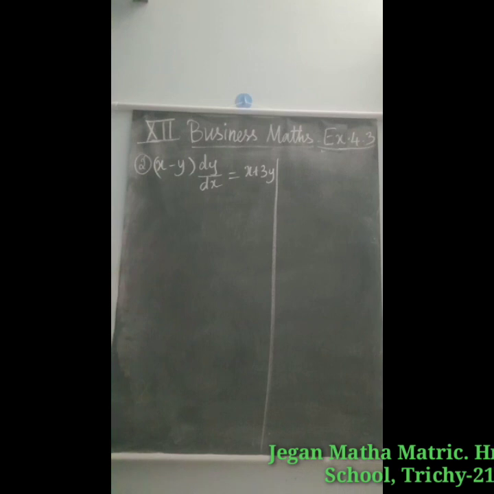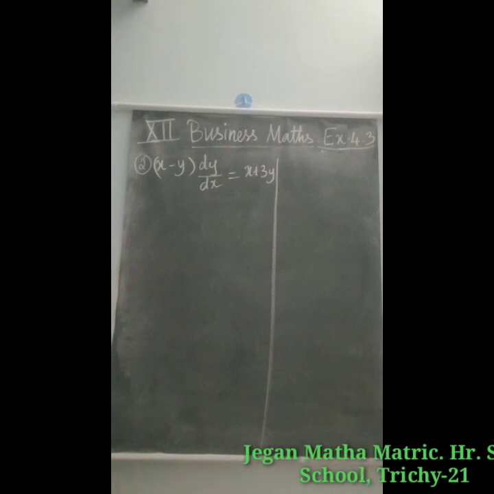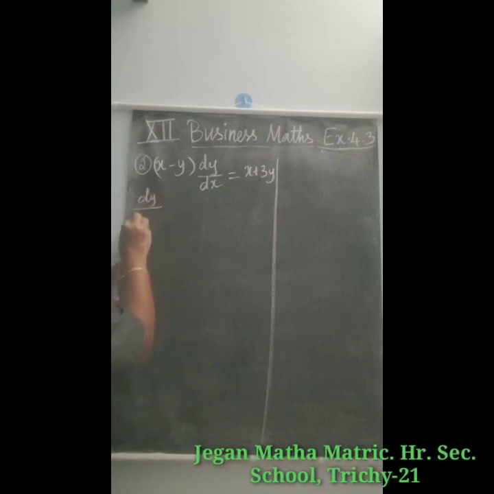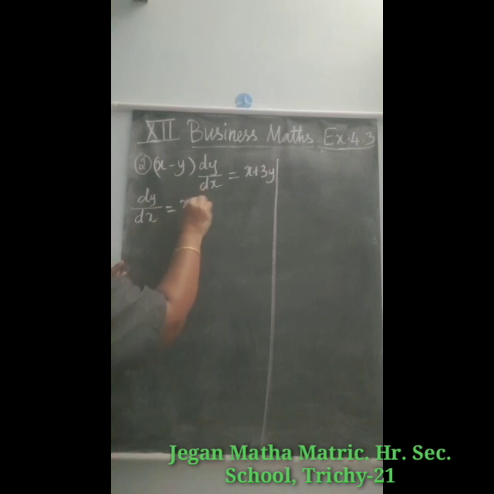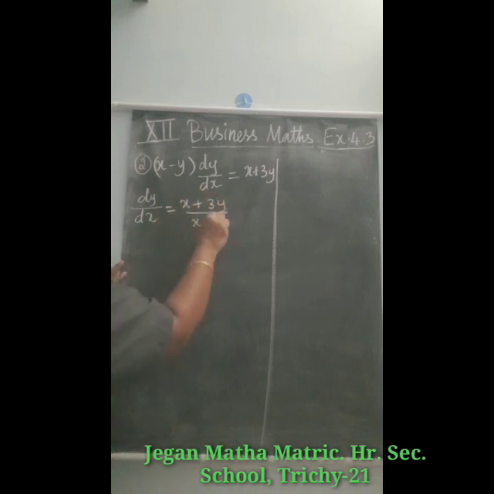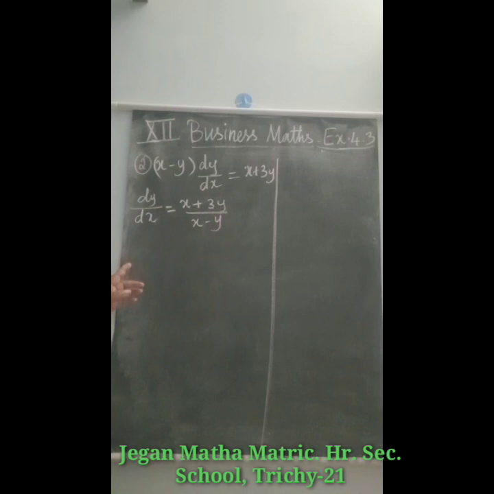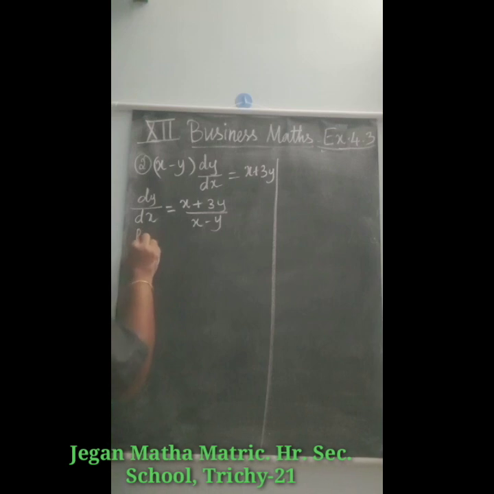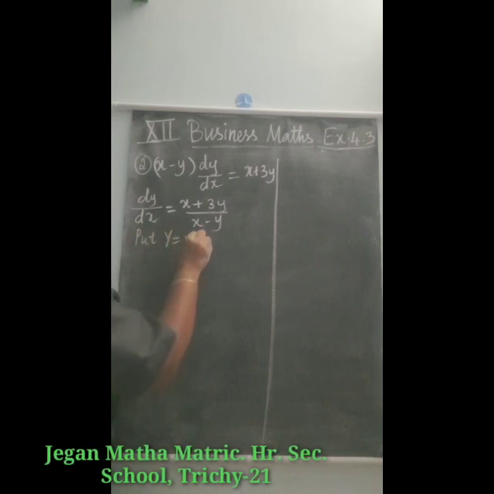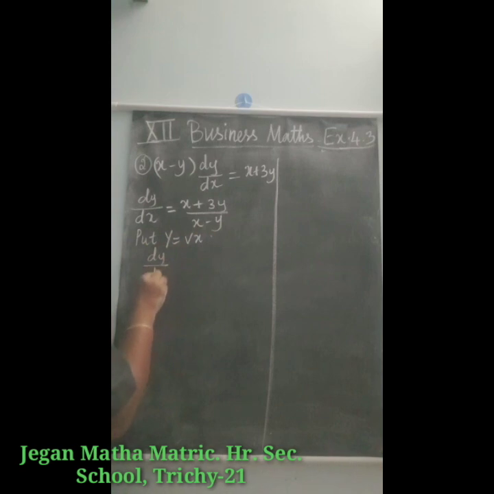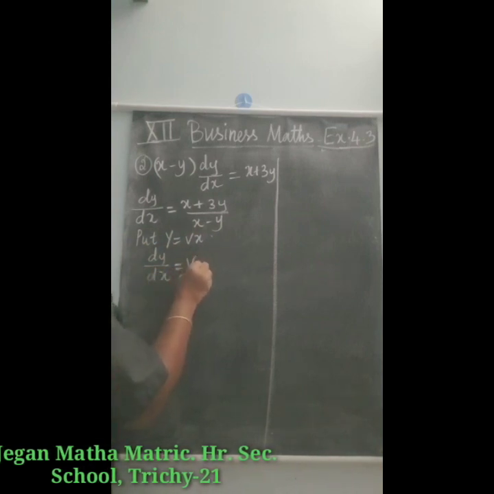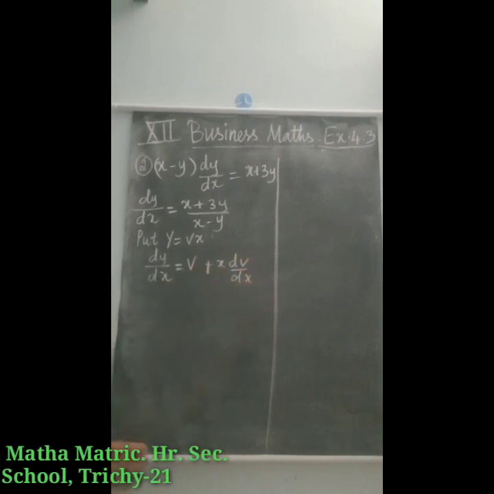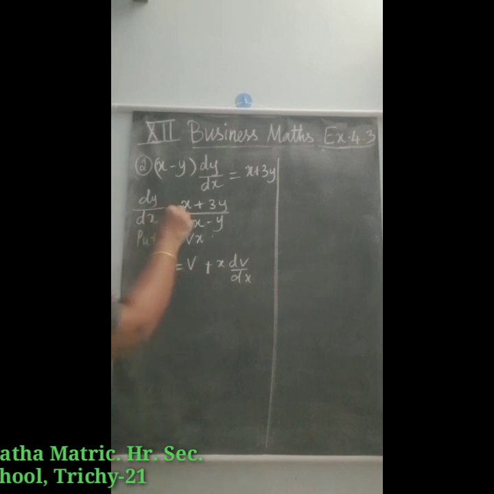The second question is, (x minus y) into dy by dx is equal to x plus 3y. So, now we have to change it into dy by dx is equal to (x plus 3y) divided by (x minus y). Now, the numerator and denominator are homogeneous functions of degree 1. So, now we have to put y is equal to vx. So, dy by dx is equal to v into 1 plus x into dv by dx. So, instead of dy by dx, you have to substitute in this equation.